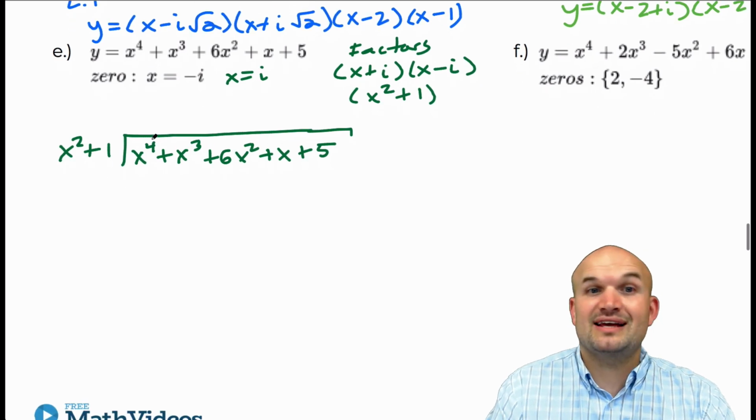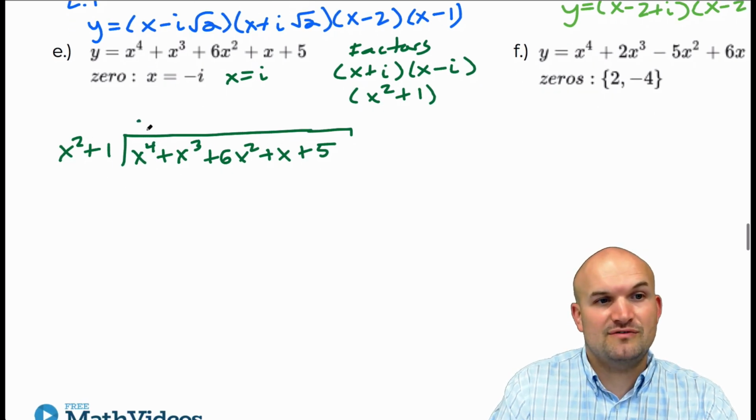All right, so let's go and divide this, see what we get. x squared divides into x to the 4th. x squared times x squared is x to the 4th. x squared times 1 is going to be an x squared. Subtract.